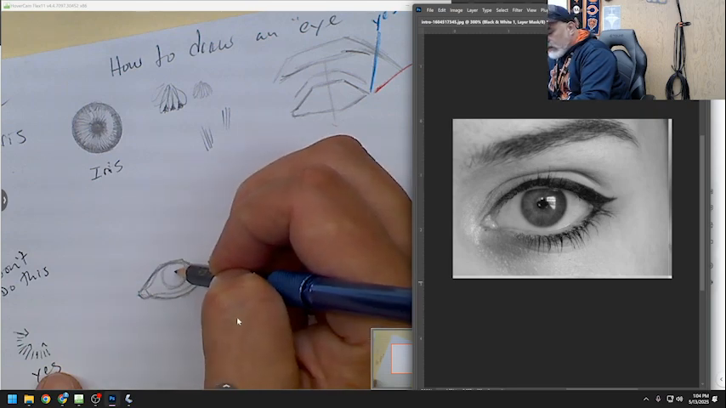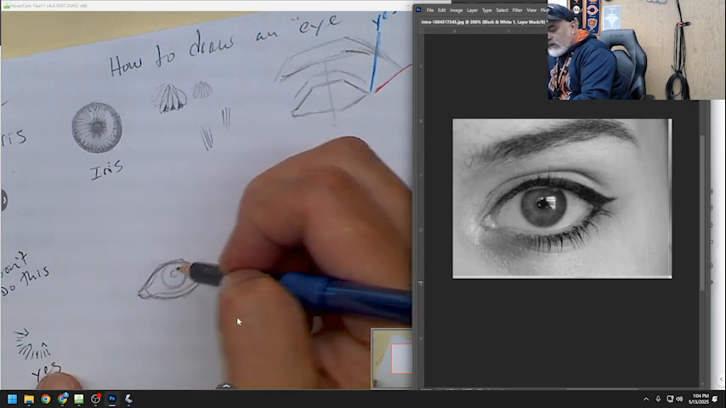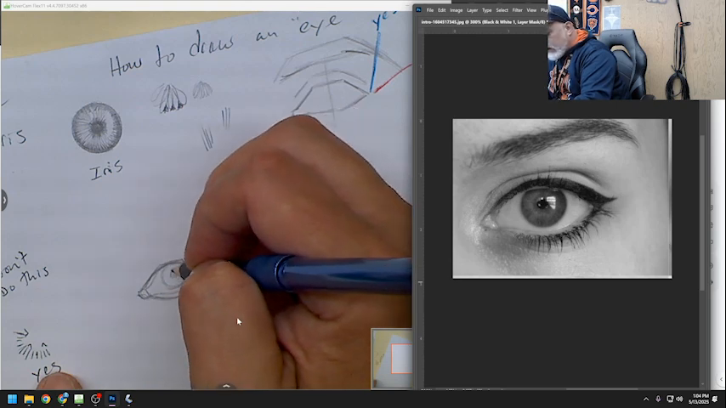I'm going to indicate my pupil. And then the other thing I'm going to do is I'm going to draw the shape of that highlight.